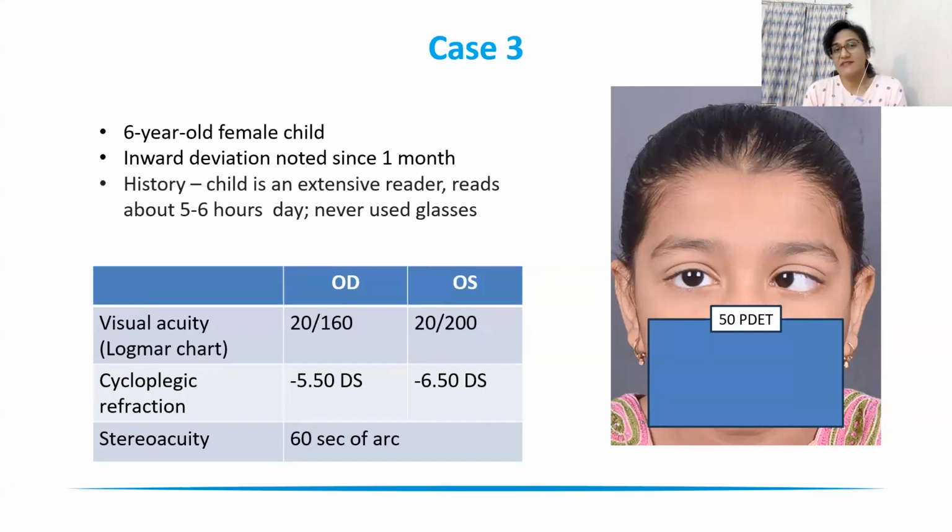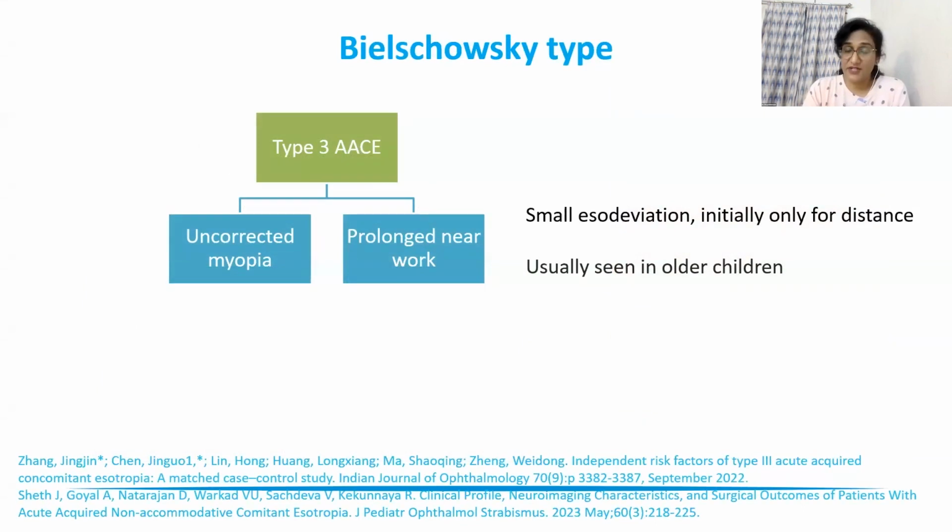So if you see, the previous cases did not have any significant refractive error, but the third type actually has a significant refractive error, and this refractive error is high myopia. So this constitutes the third type of acute acquired comitant esotropia, which is also known as Bielschowsky type. The pathogenesis behind this type is actually very interesting. What was thought to be the triggering factor in this type was uncorrected myopia and prolonged near work. So we all know that myopes are more comfortable for near. So when a child is myopic, they cannot see distance well, especially if they are uncorrected. So they prefer doing more near work and they start doing more prolonged near work with time.